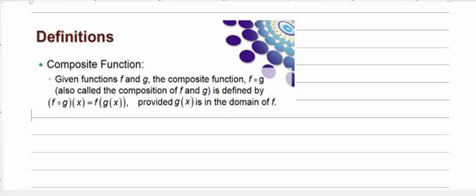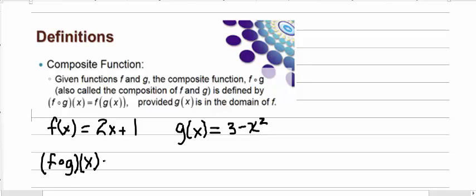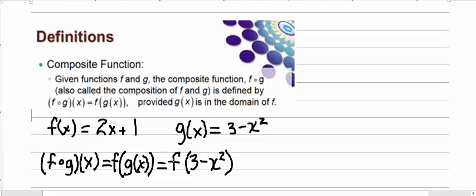So this open circle represents the operation called composition. So if f of x is 2x plus 1 and g of x is 3 minus x squared, f of g of x is g of x as input to f, which is f of 3 minus x squared, which is equal to 2 times the input plus 1. And my input is g of x, 3 minus x squared.